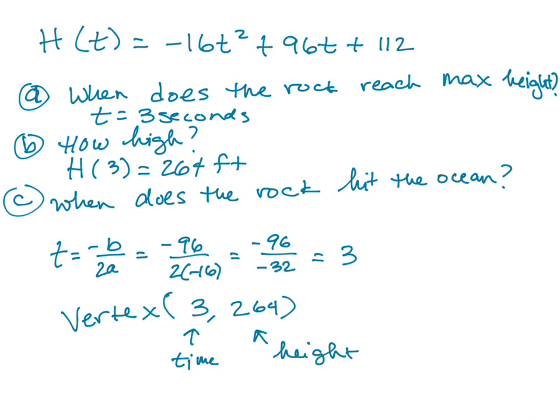When does the rock hit the ocean? 7 seconds. So that's your quadratic equation. Or it could factor, and this one will factor because all 3 of these are divisible by 16. If you pull a negative 16 out, you can factor it. It happens at t equals 7 and at t equals negative 1. Throw out the negative 1. Time's not negative. So when does the rock hit the ocean? At t equals 7 seconds.